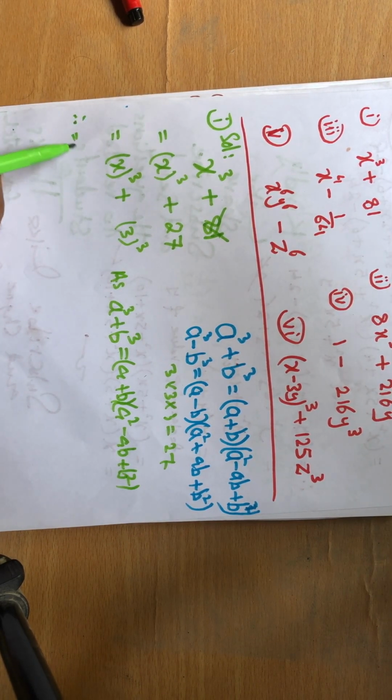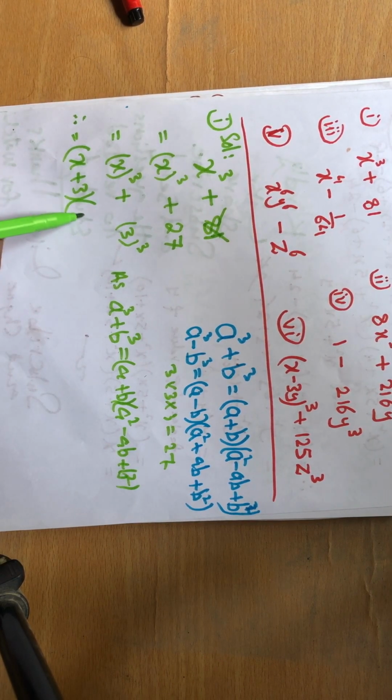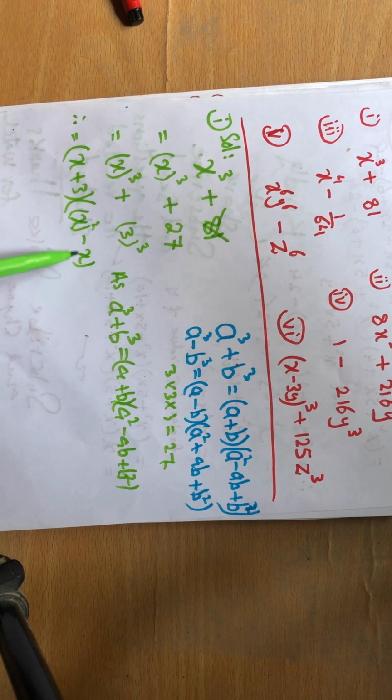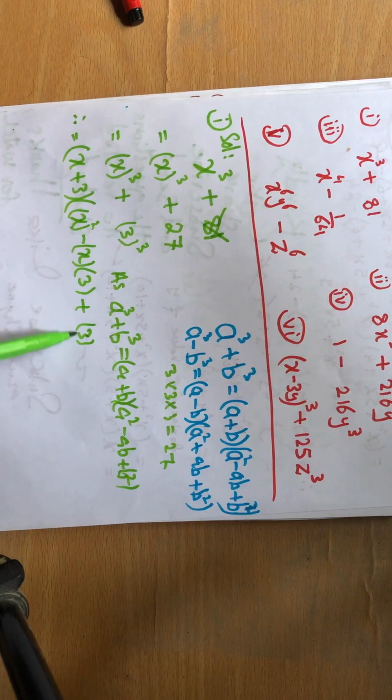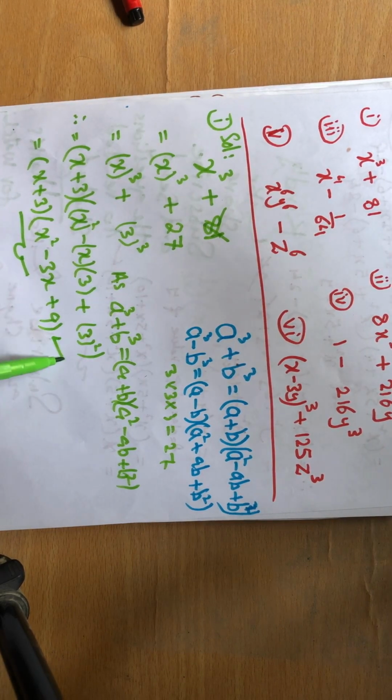Right now we have a cube plus 3 cube, x cube plus 3 cube. So x plus 3 is our a plus b, x square minus a into b, it means x into 3, plus 3 square, it means b square. Further we can write x plus 3 into x square minus 3x plus 9. This question is over from here.